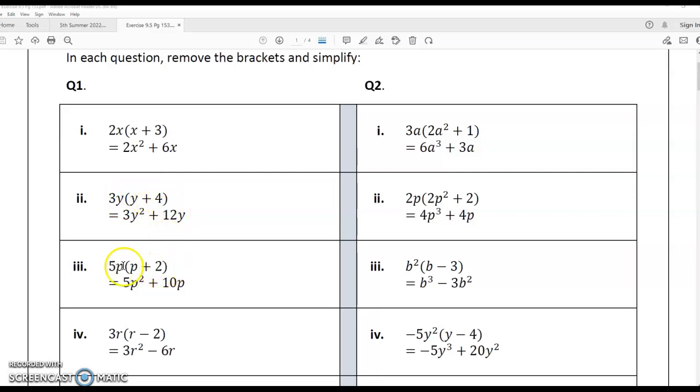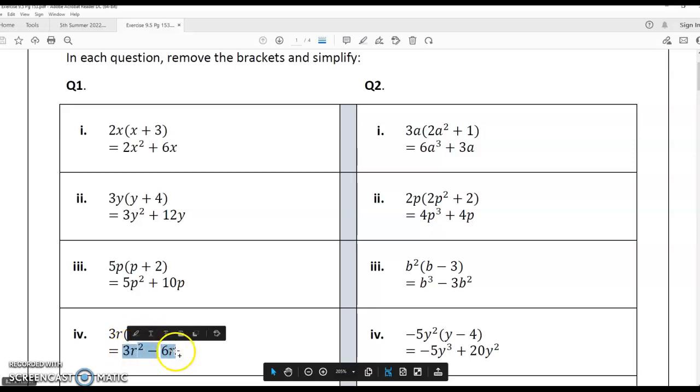5p by p plus 2, so again 5p by p gives you 5p squared, 5p by 2 gives you 10p. 3r by r gives you 3r squared, 3r by minus 2, unlike signs give minus, 3 by 2 is 6, and it's 3r by 2 gives you 6r. So putting it all together you get 3r squared minus 6r.